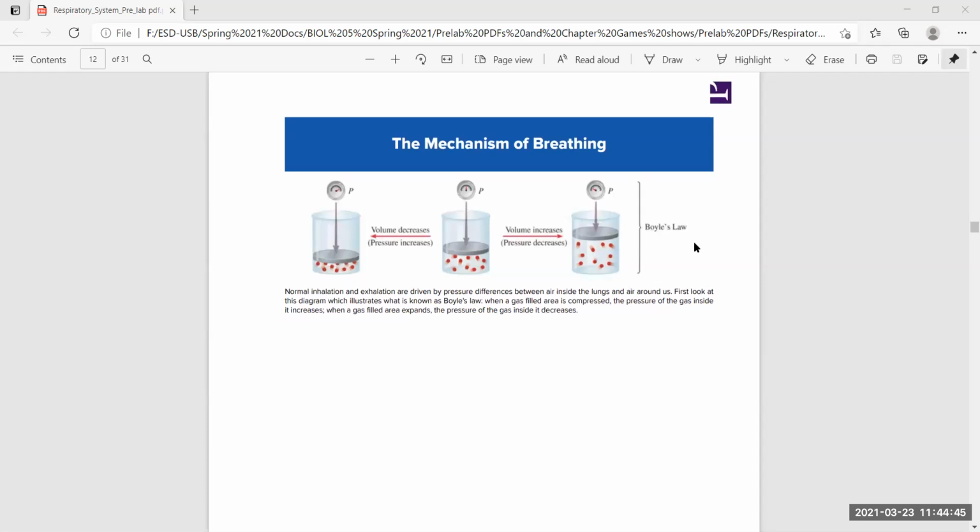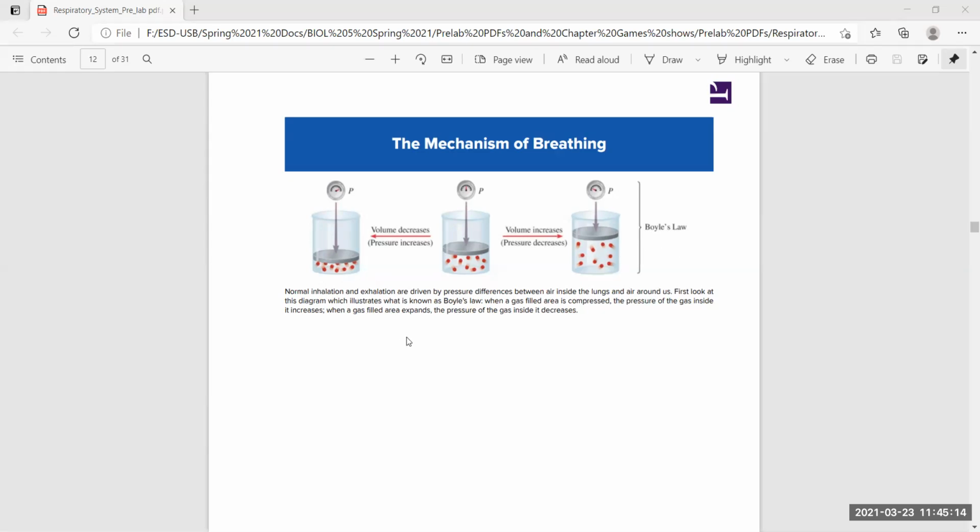According to Boyle's law, if you keep the volume here, this is the volume, and here is the pressure inside, you see? So if we decrease the volume of this liquid, what happens? Pressure increases. If you increase the volume, then pressure decreases.